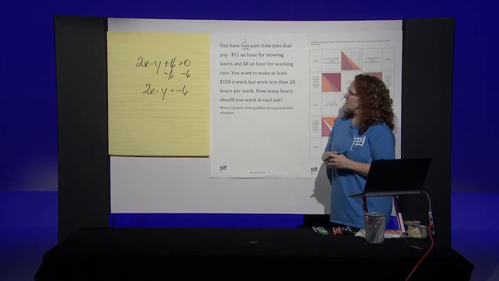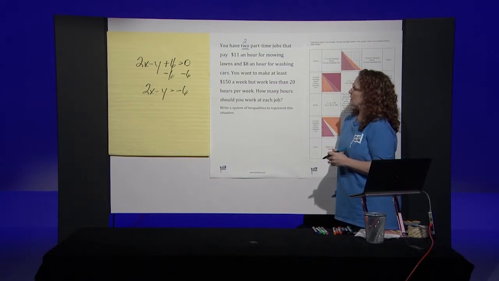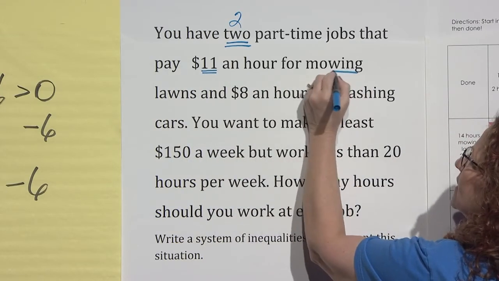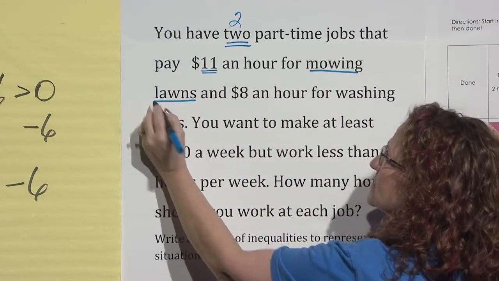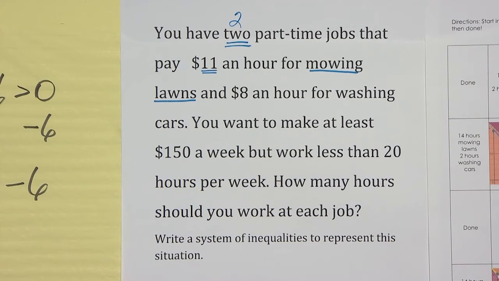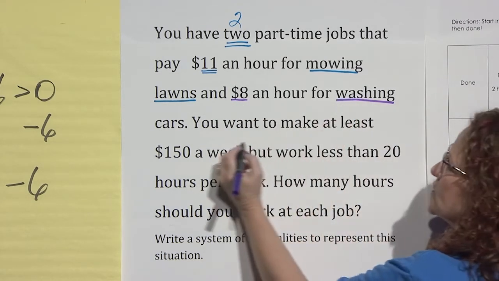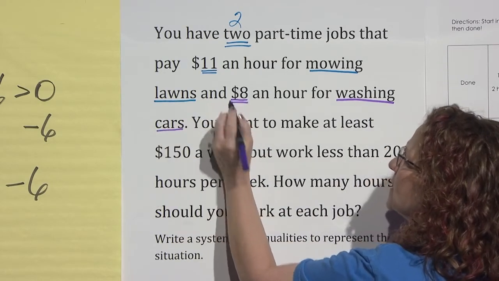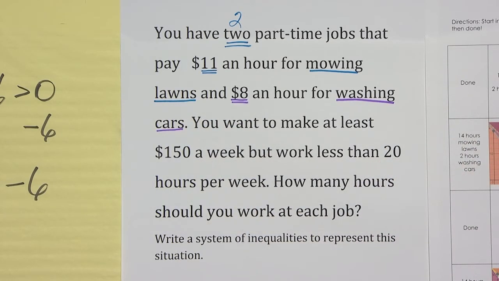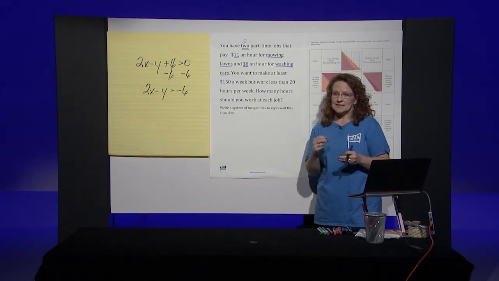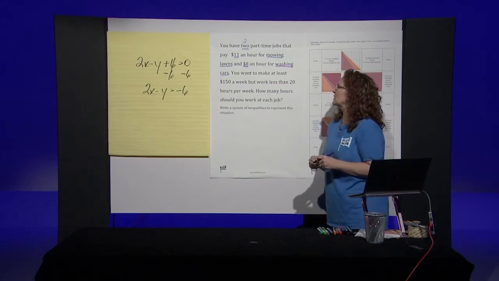So the first one, $11 an hour for mowing lawns. So I have $11 an hour for mowing lawns. So the next one that it gives us, $8 an hour for washing cars. $8 an hour for washing cars. So we do see that it gives us 2 separate sets of information for the 2 equations or the system of inequalities we will be writing.